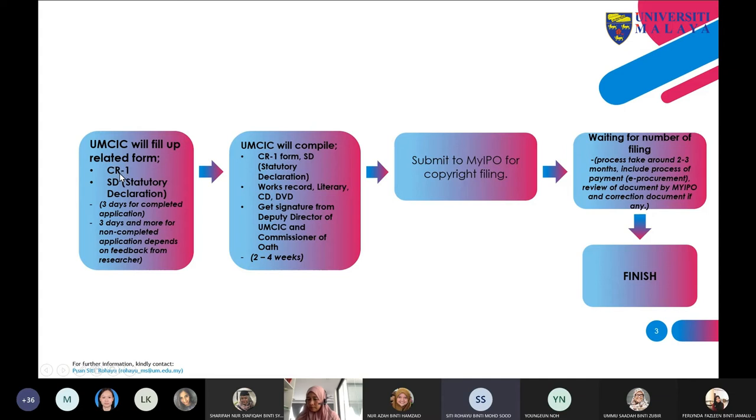We have forms CR1, SG, and section C. This is the form from MIPO that we have to complete. Then after we complete everything, we have to submit to MIPO for copyright filing. Normally for copyright filing and waiting for the filing number, we take two to three months, including the process of payment, review of the document by MIPO and correction of the document if any. That's all.